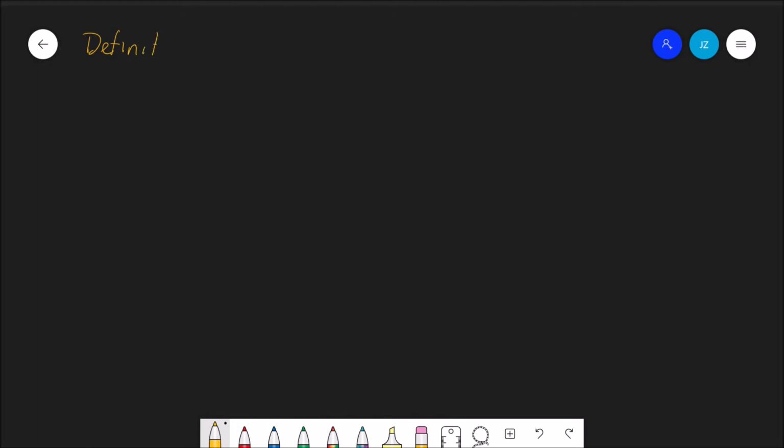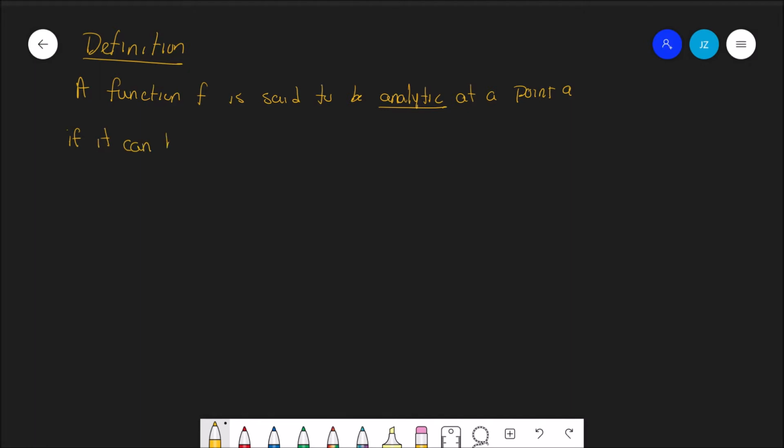We now begin to study power series solutions. We say a function is said to be analytic at a point A if it can be represented as a power series centered at A.